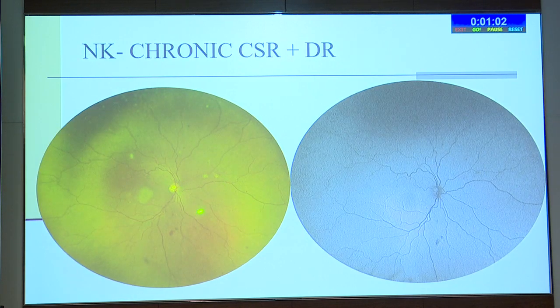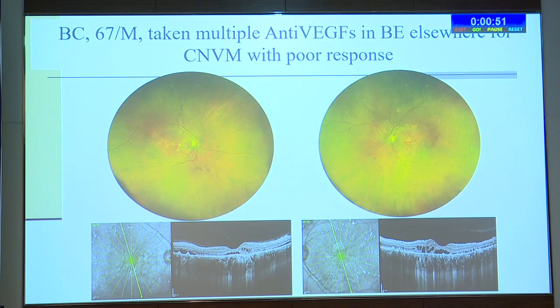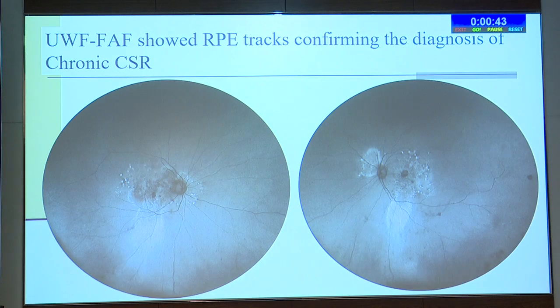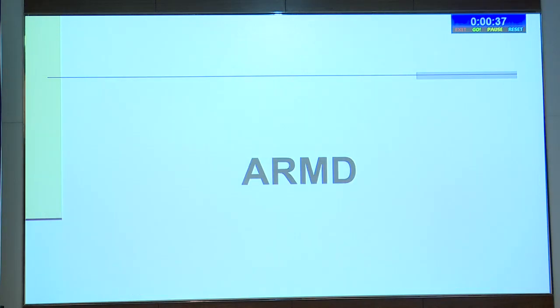It's another patient who had been advised anti-VEGF elsewhere, and you could see this yellowish vitelliform kind of lesion, which was actually subretinal fibrin, and the AF showed me chronic CSR. It's another patient who had undergone multiple anti-VEGFs elsewhere, and this was the OCT picture, and wide field AF confirmed the diagnosis of chronic CSR.